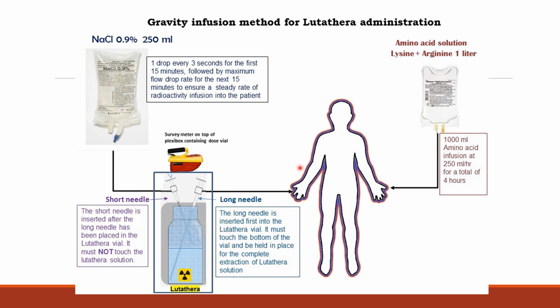Patients will have 2 IVs. One is their amino acid solution that's protecting their precious little kidneys, and the other one is the Lutathera that's zapping their neuroendocrine tumors. That's what we really want. A survey meter is also placed there to measure the exposure rate, and then the Lutathera is typically placed into an acrylic dose vial. I have seen where it is in a lead vial, but it should also be behind plexiglass.